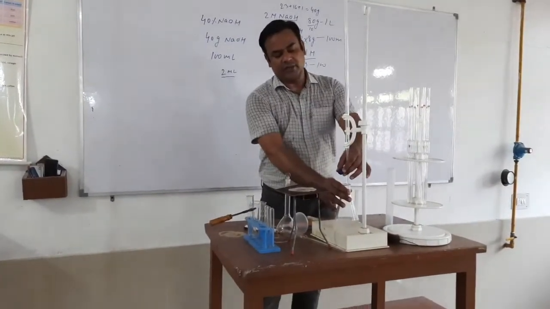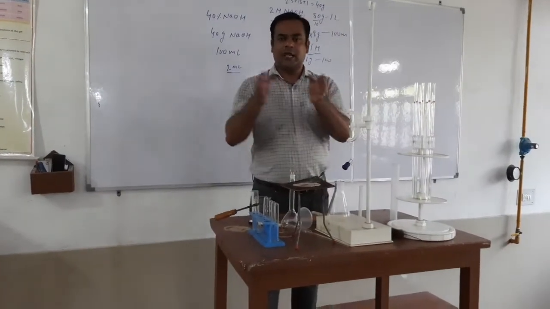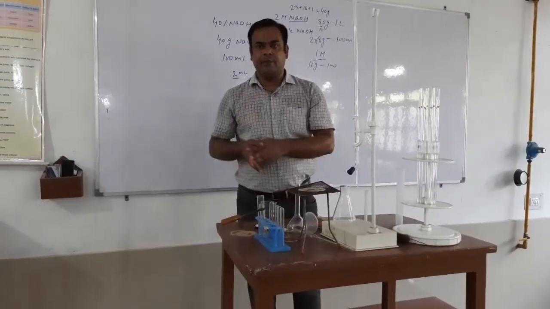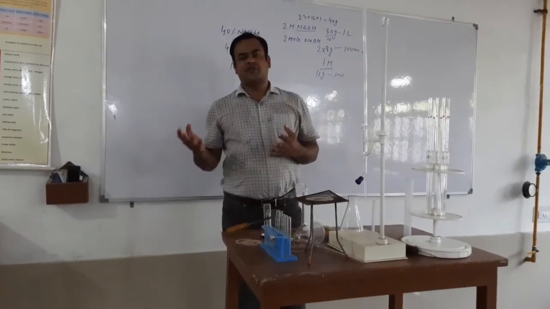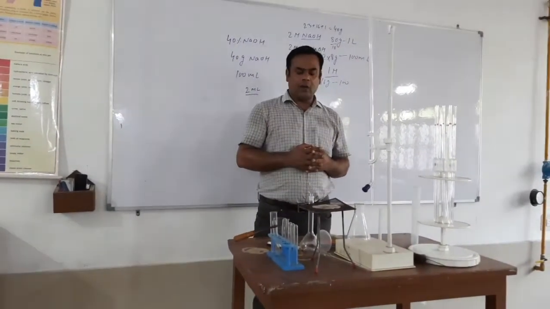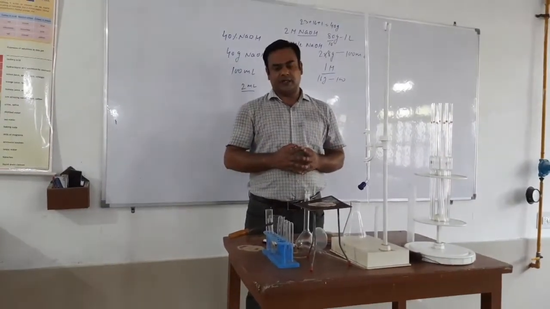When the end point comes, we close the knob and note down the volume from the burette, and we will make an experimental table, and then by using the formula we will calculate the strength of an unknown solution. So this is how we use all these instruments and glasswares.